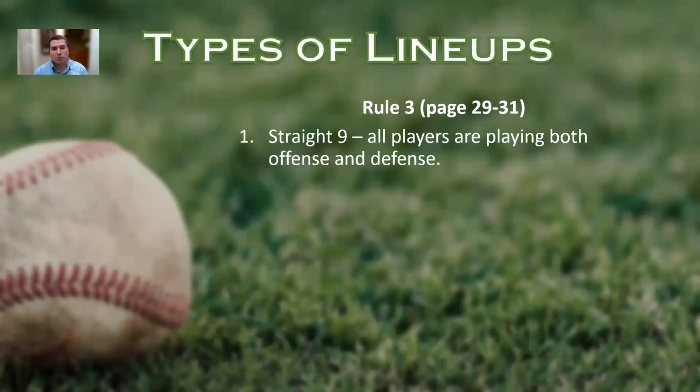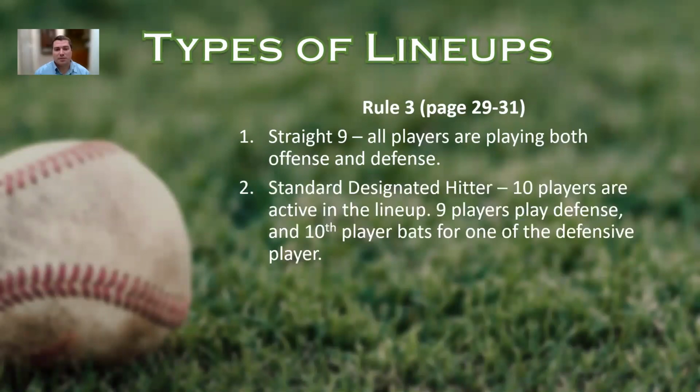The first one is the simplest one, a straight 9. That means all players are playing both offense and defense. The next one is the standard designated hitter rule, or the old school designated hitter rule, whichever way you want to look at it. This is where we have 10 players that are active in the lineup. 9 players are defensive players, and a 10th player is batting for one of those 9 that is already on defense. And that is the same all game. We'll talk more about that in a little bit, but if you ever hear a 10-player lineup, that's what that is talking about.